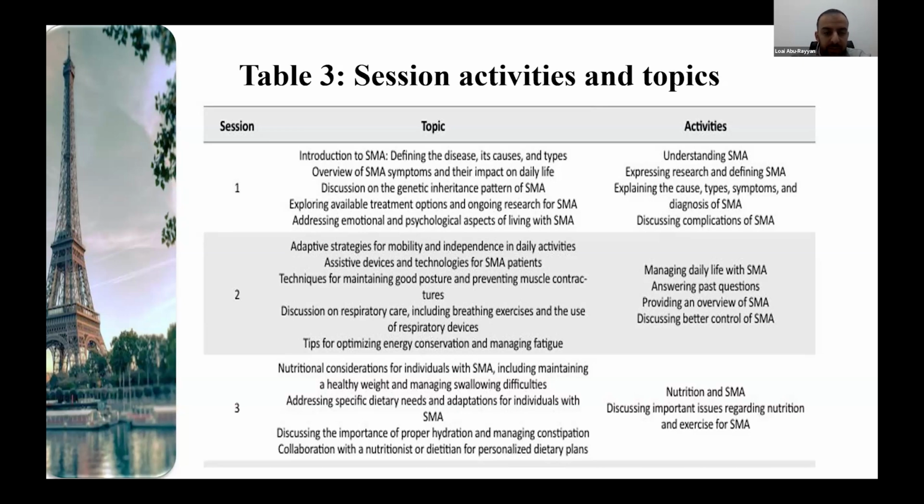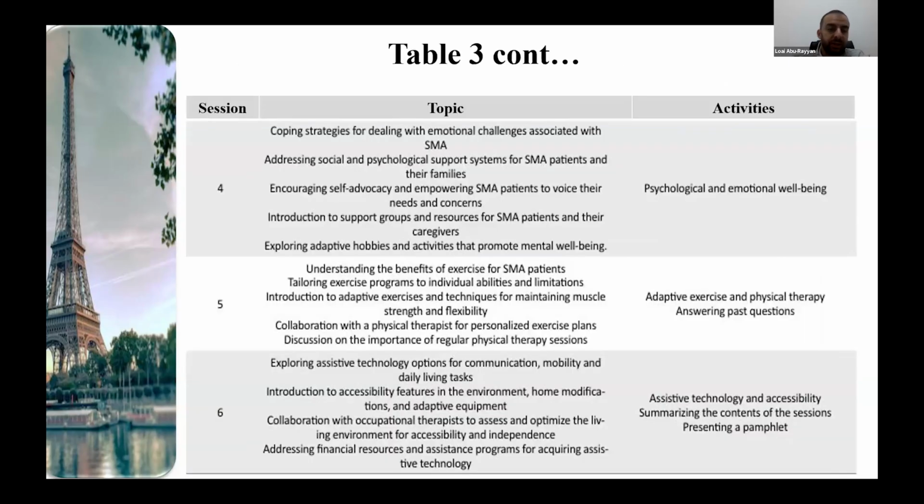For the third topic, about nutrition and maintaining a healthy weight, we try to maintain the patient's weight, discussing the importance of proper hydration and feeding, how to consult the dietitian, nutrition and SMA, discussing important issues regarding nutrition and exercises for SMA patients.